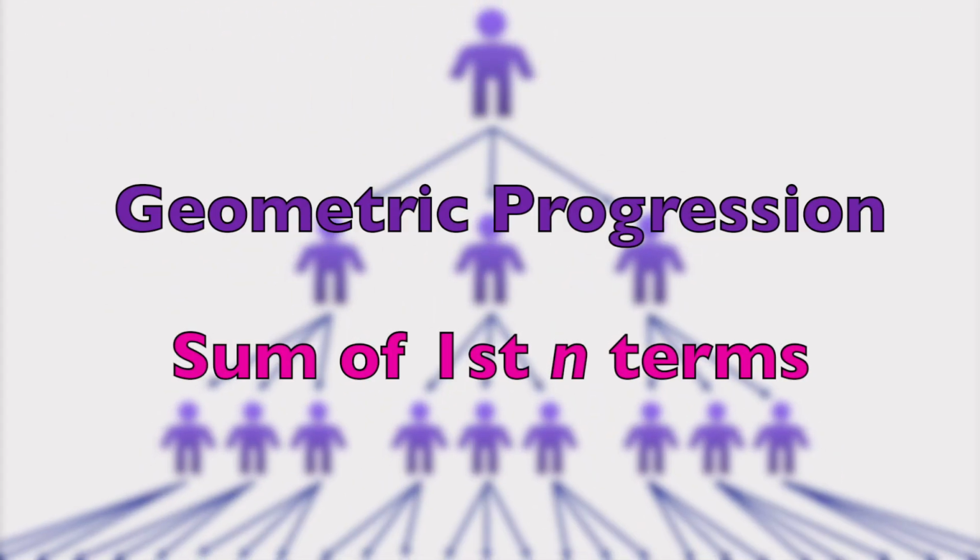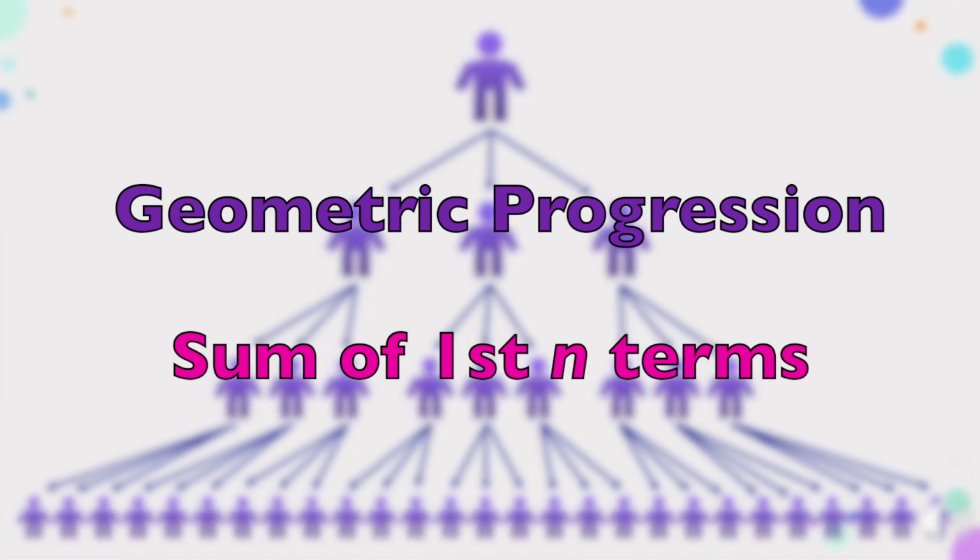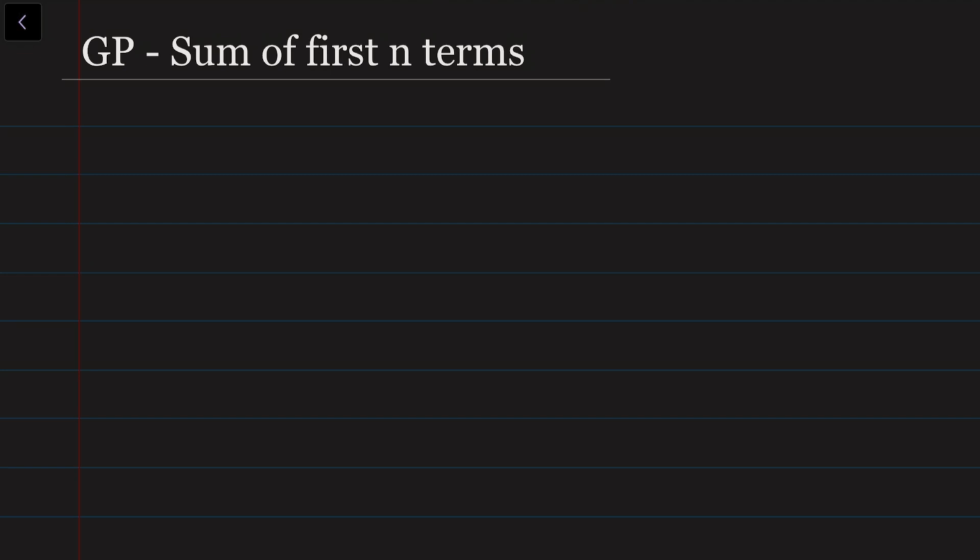Hello everyone. In this video, we will derive the formula for finding the sum of the first n terms of a geometric progression. A geometric progression, GP, is a series of numbers starting with the first number as a and subsequently obtaining each number by multiplying the preceding number by a constant ratio r.